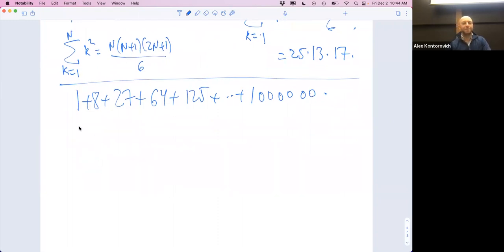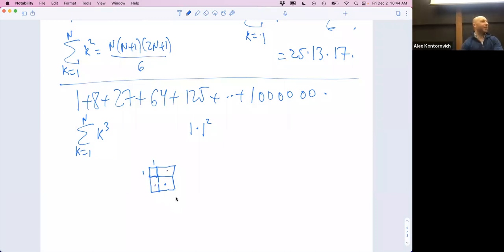Okay. So we want a formula for the sum of k cubed as k goes from 1 to n. This is a 1 by 1 square, and there's only one of them. Let's just call that 1 squared. Here is a 2 by 2 square, and here's half of a 2 by 2 square and another half of a 2 by 2 square. So that's 1 2 by 2 square and one more 2 by 2 square. So that's 2 2 by 2 squares. Everybody see that?